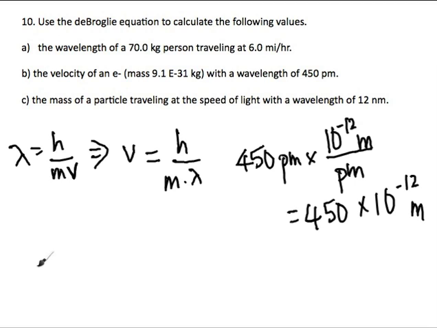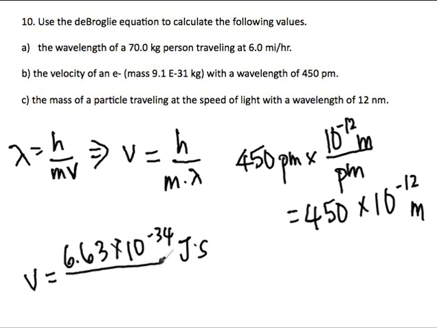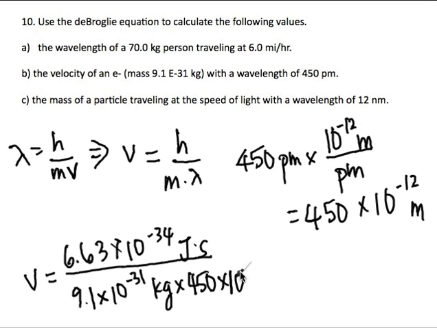Now we have all the information we need to calculate this problem. So we'll have velocity equals 6.63 times 10 to the negative 34 joule seconds over the mass, which is 9.1 times 10 to the negative 31 kilograms times 450 times 10 to the negative 12 meters.